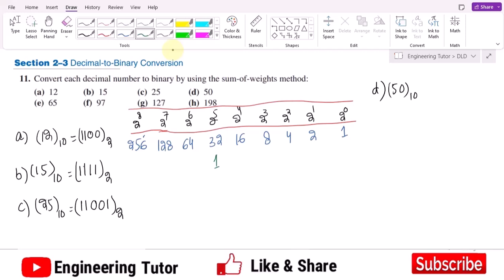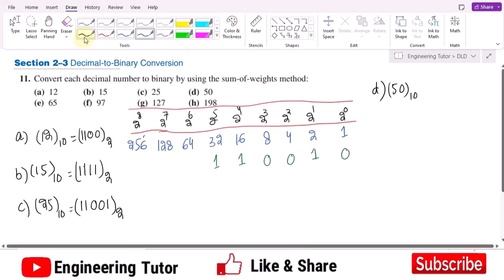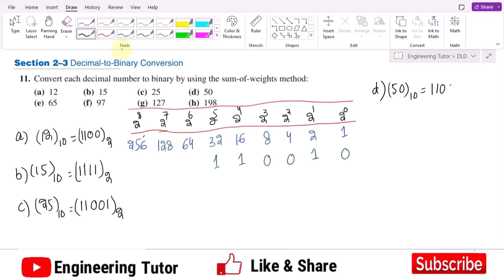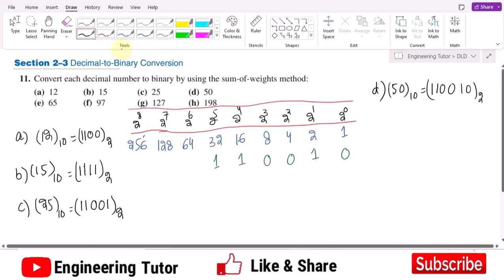18 is left, because 50 minus 32 is 18, so now 16 again. So out of 18 I have got the 16. 16 plus 32 is 48, so 2 is left, so selecting this one and making the others 0. So that is the binary equivalent of 50, and it will be equal to 110010, and that is in binary.